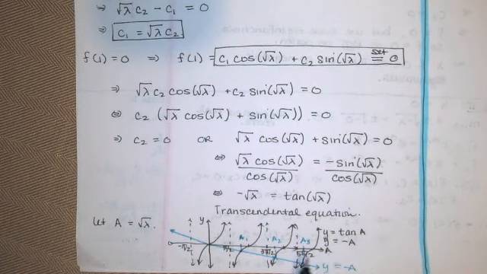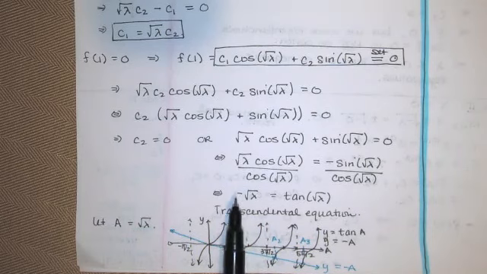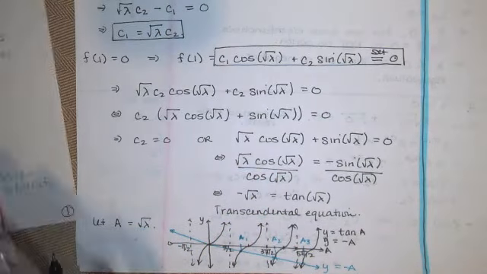I can't write them all down. I can't solve for them algebraically, but I could use a computer to find the points of intersection of this tangent function and this line y equals negative a, where a is the square root of lambda. So we actually do have eigenfunctions and eigenvalues here. Those eigenfunctions and eigenvalues, though, are the solutions of this, or they relate to the solutions of this transcendental equation.